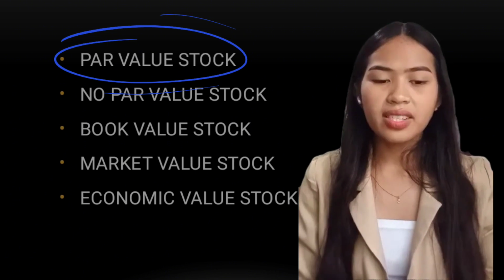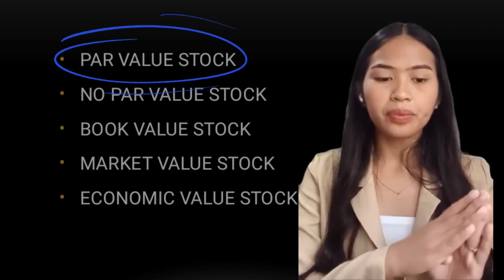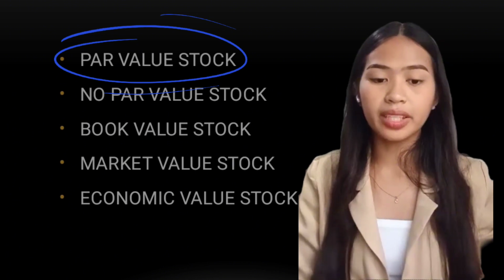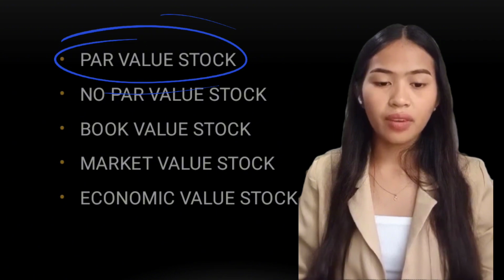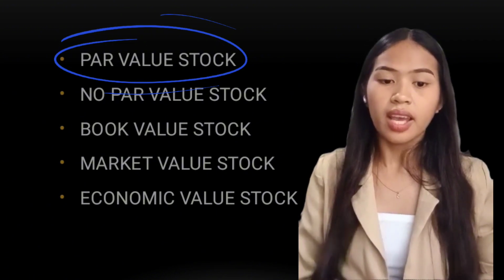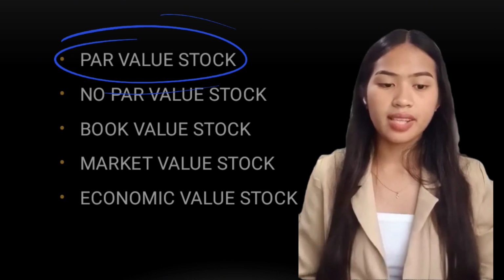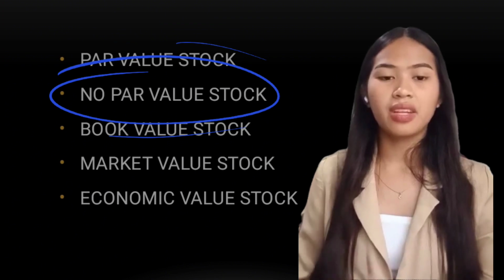So, par value stock is like a minimum price tag on a company's shares, which plays a key role in determining what preferred stockholders get in case of liquidation and how their dividends are calculated. It's a crucial concept in understanding how stock markets work. Next is no par value stock.